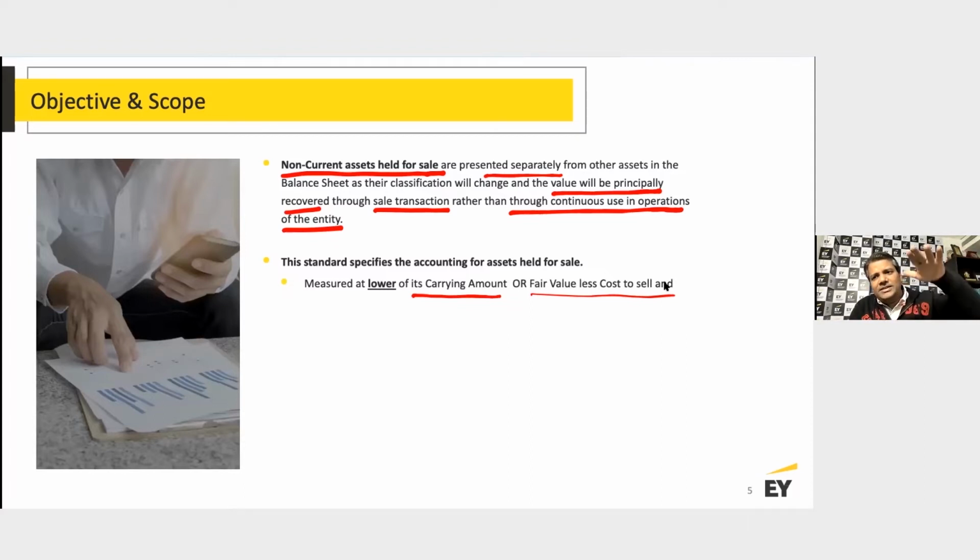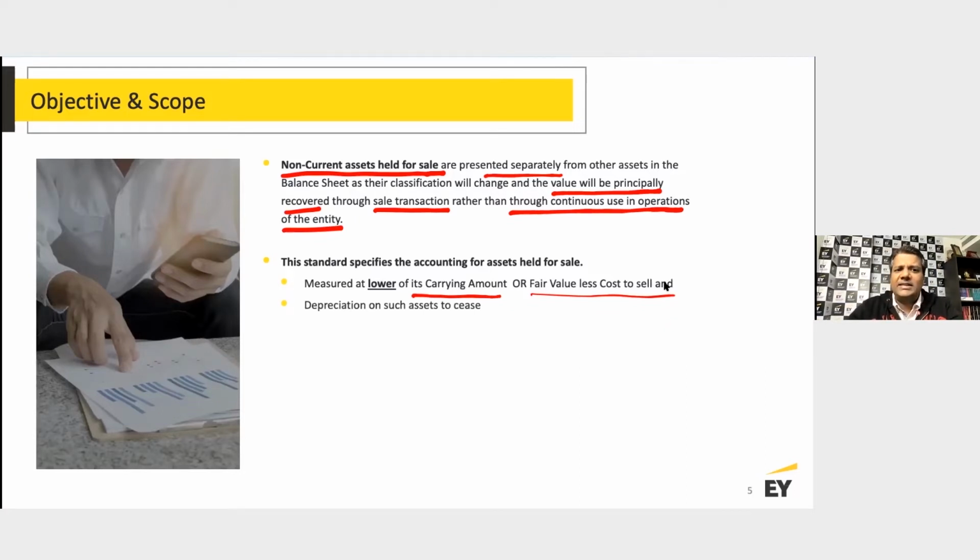Now, if fair value less cost to sell is higher, then there is no immediate accounting impact. You're not allowed to record an unrealized gain. Under the standard, only unrealized losses are required to be recorded immediately.